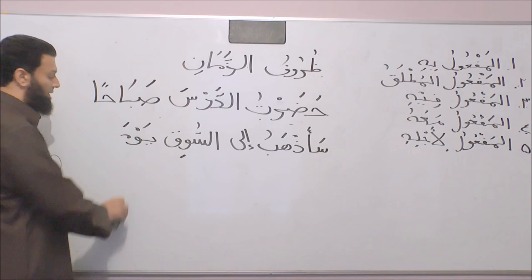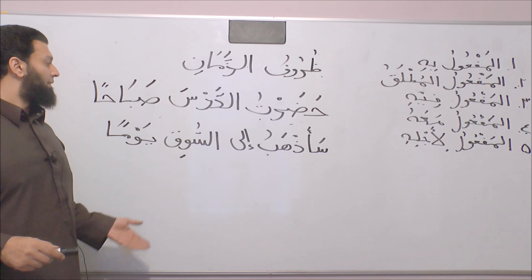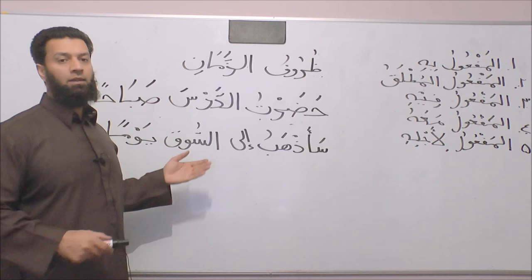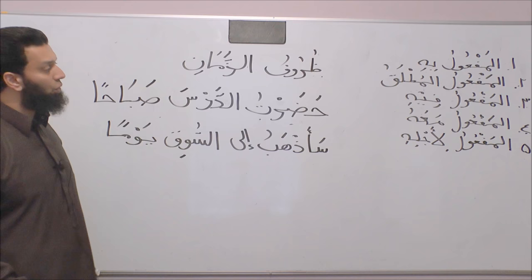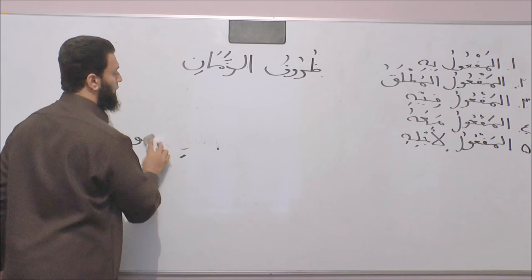We would say yawman: سَأَذْهَبُ إِلَى السُّوقِ يَوْمًا. That therefore is ظروف الزمان being used as المفعول فيه. Right? What else can we use as المفعول فيه? ظروف المكان.